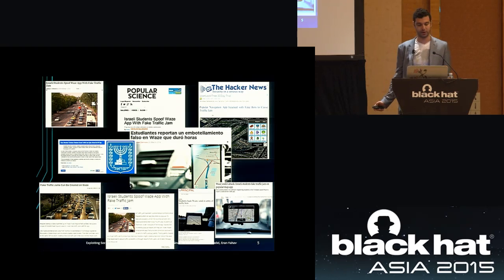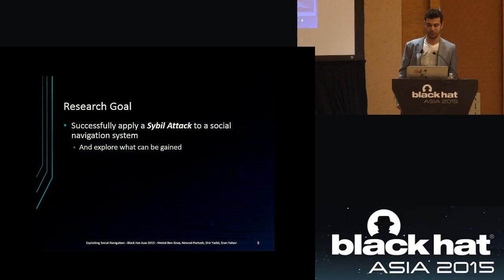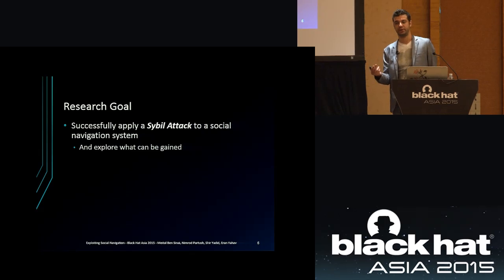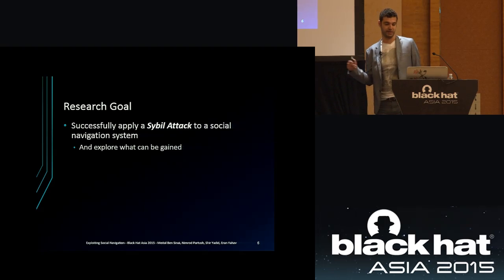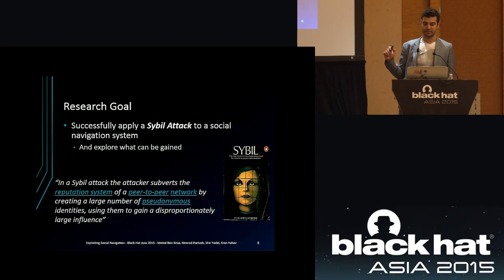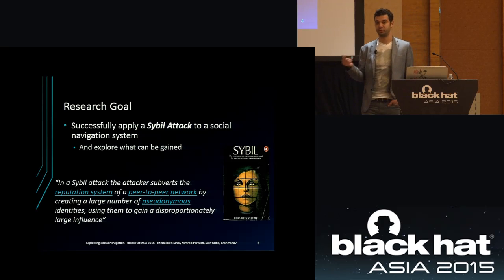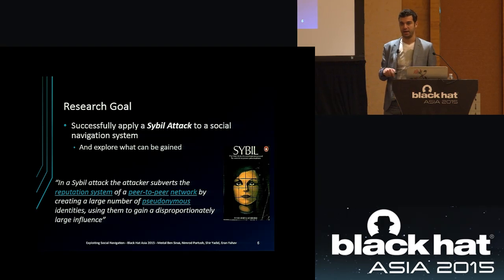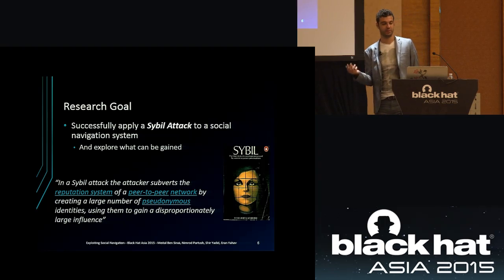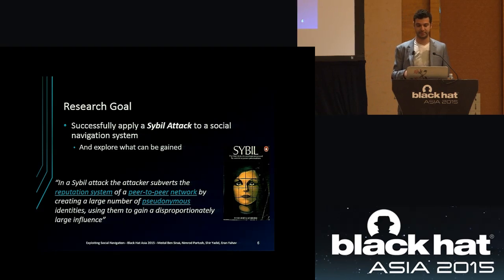Okay, so let's talk about what happened and what we did. So just to be scientific about it, our research goal was to successfully apply a Sybil attack to social navigation. Now, a Sybil attack is where an attacker gains a disproportionate amount of influence in a reputation system, and it's named after this book, Sybil, which is about a woman with 16 different personalities. Interesting read.